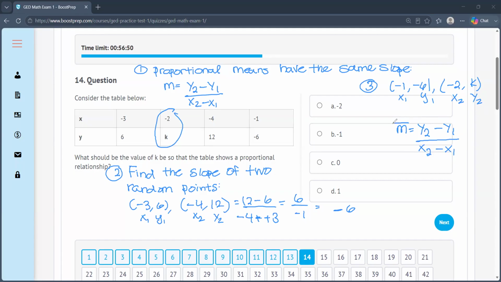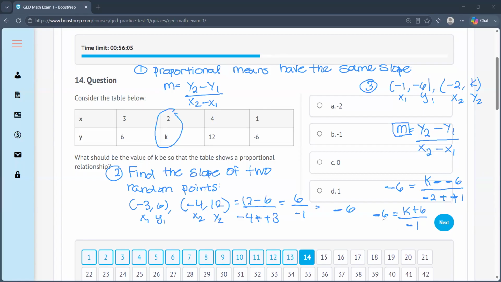Okay, so this time, do you see this M? I'm going to replace that M. We said that the slope is proportional, so it has to be the same slope. So we're going to replace that M with -6. And then I'm going to replace my y2 with K minus my y1, which is -6. And then x2 is -2 minus my x1, which is -1. So it's -6 equals, two negatives becomes a positive. And then over here, two negatives becomes a positive. So -2 plus 1 is -1.